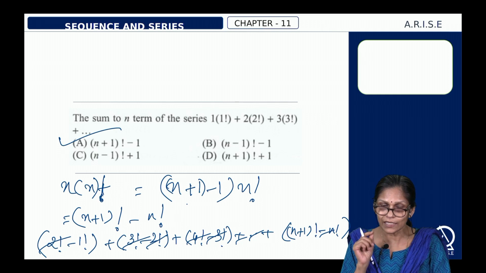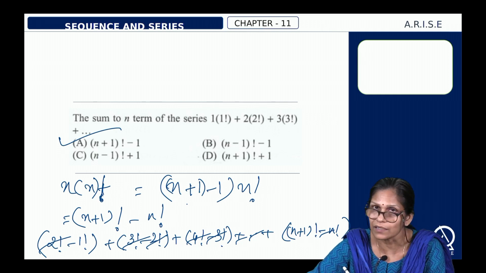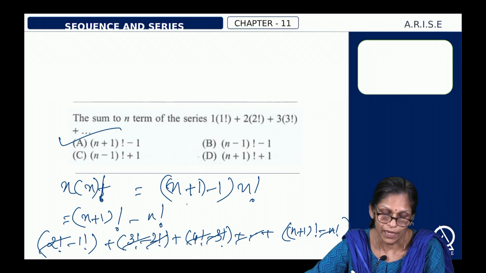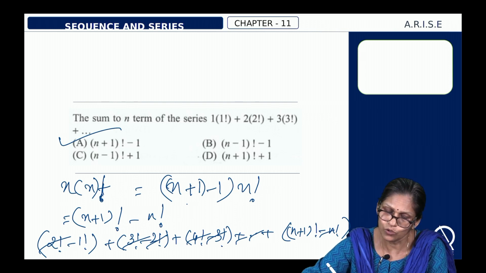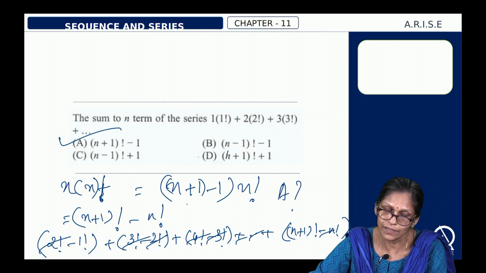Now, let us look at a smarter way. Okay, what is the sum to one term? It is just 1. Which of these gives 1 as the sum to one term? If I substitute n equal to 1 here, isn't it 2 factorial minus 1, 2 minus 1, 1 is the answer. So, option A may be right. What about the next one? 1 minus 1, 0 factorial minus 1, minus 1, no. Option B is wrong.